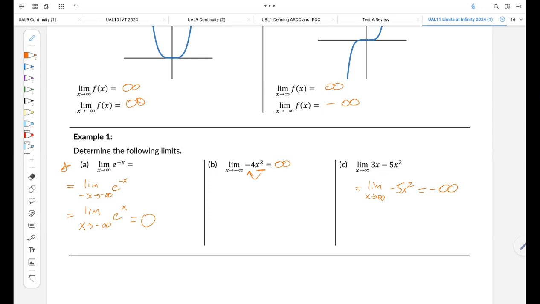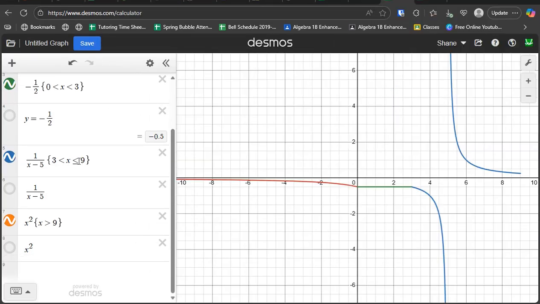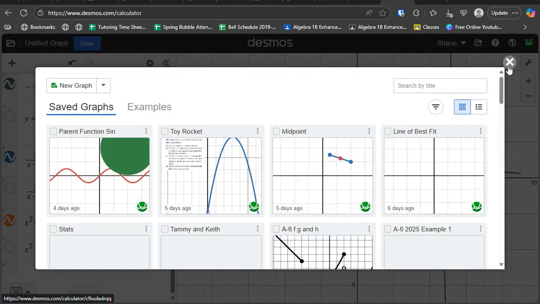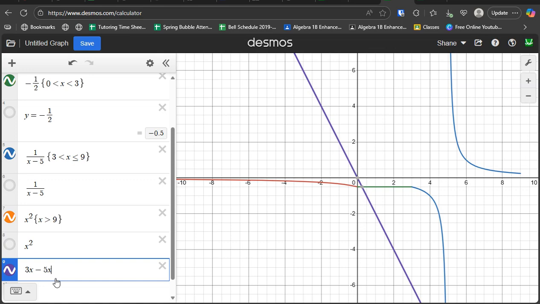We're going to square our giant number, but then we're going to multiply it by negative 5. Yeah, so that's the limit of x squared. The negative 5 affects that. When we look at this graph, we're going to see that our graph, well, let me just do this. We don't even need the giant numbers. It's a good question. I want a new graph. All right. What is it, 3x minus 5x squared?